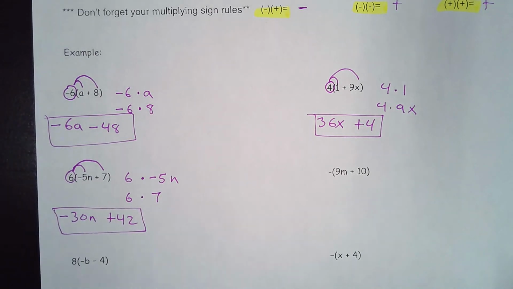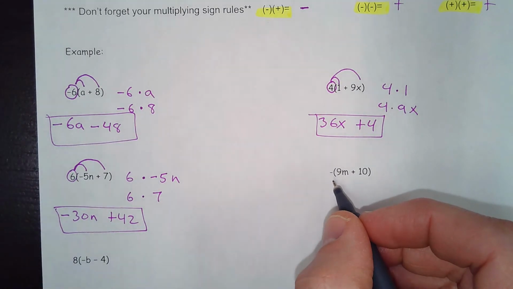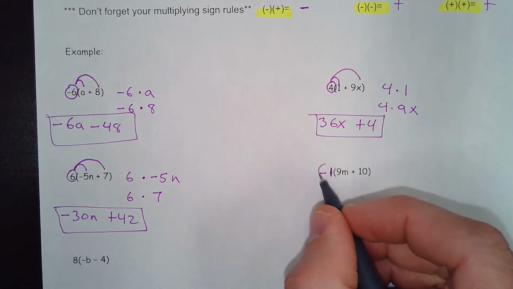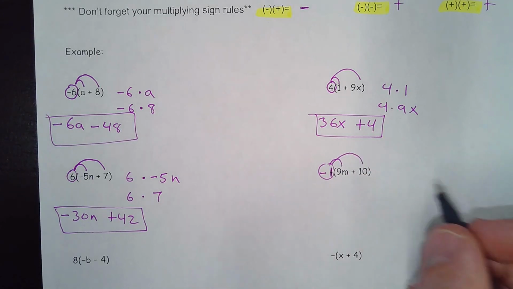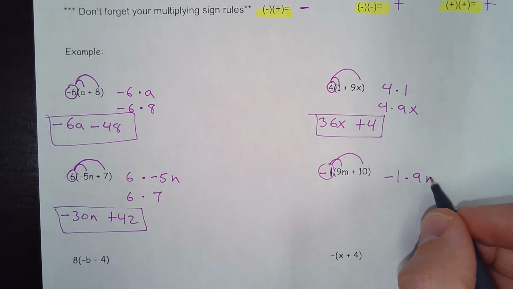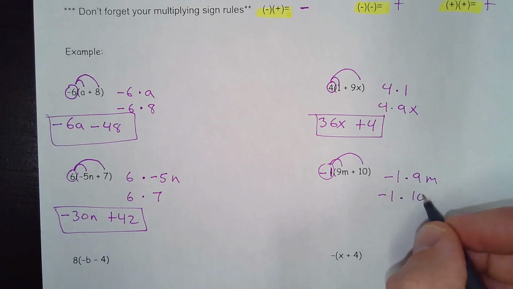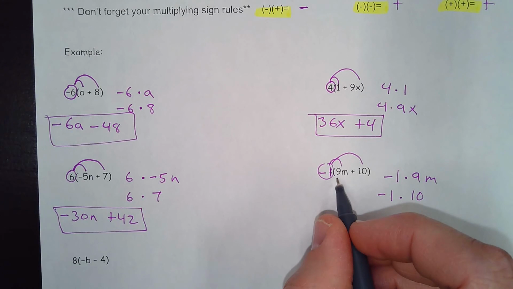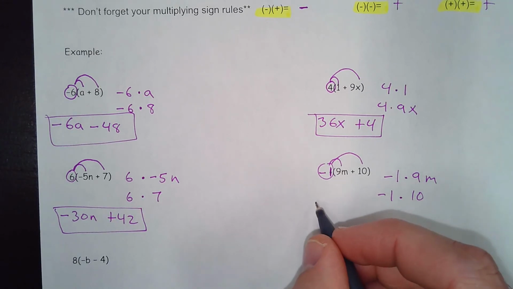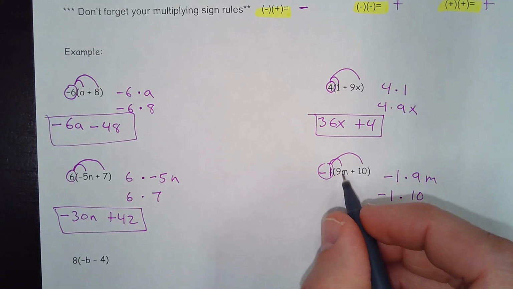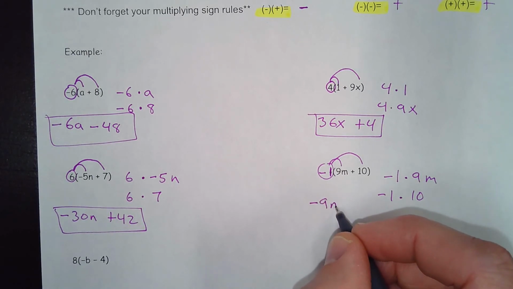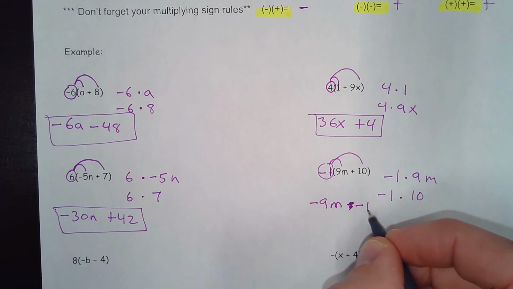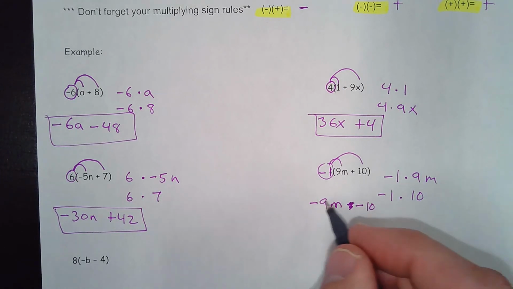All right, this one's a little tricky when we just have a negative sign out here. We can think of this as -1. That's going to distribute. It becomes -1 times 9m, -1 times 10. Now you'll notice when we multiply by a negative, it's the same exact expression except the negatives become positive and the positives become negative. So -9m changed to negative, and then minus 10. The positive becomes negative.